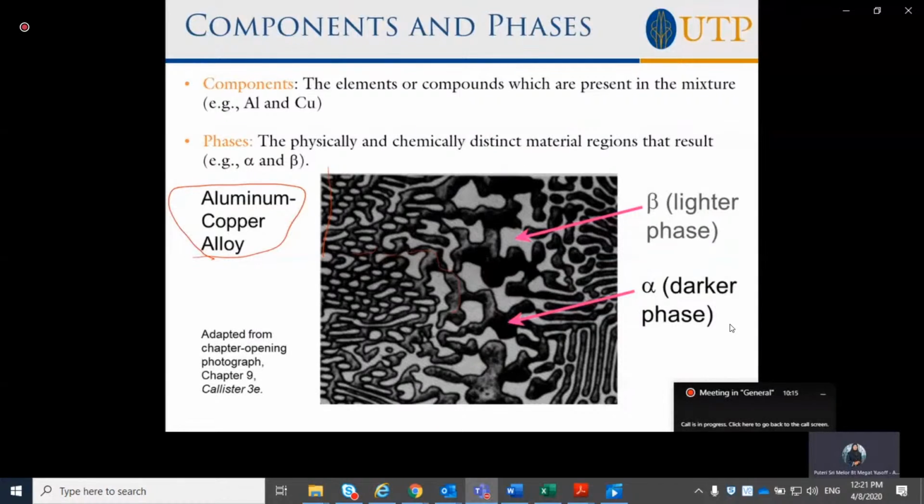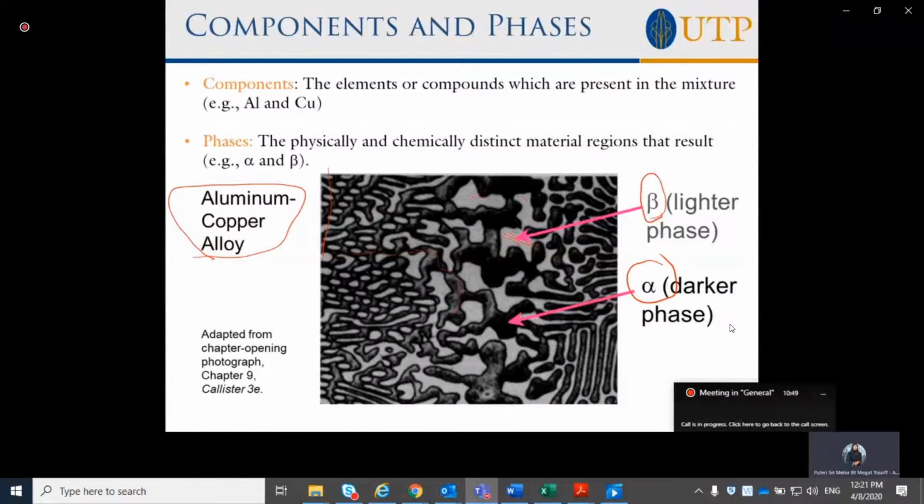Now you notice that actually the two different kinds of pattern are called two different phases. The lighter region at the back is actually a beta phase. For simplicity, we just call it beta. The darker phase, the one that looks protruding, is what we call alpha phase.